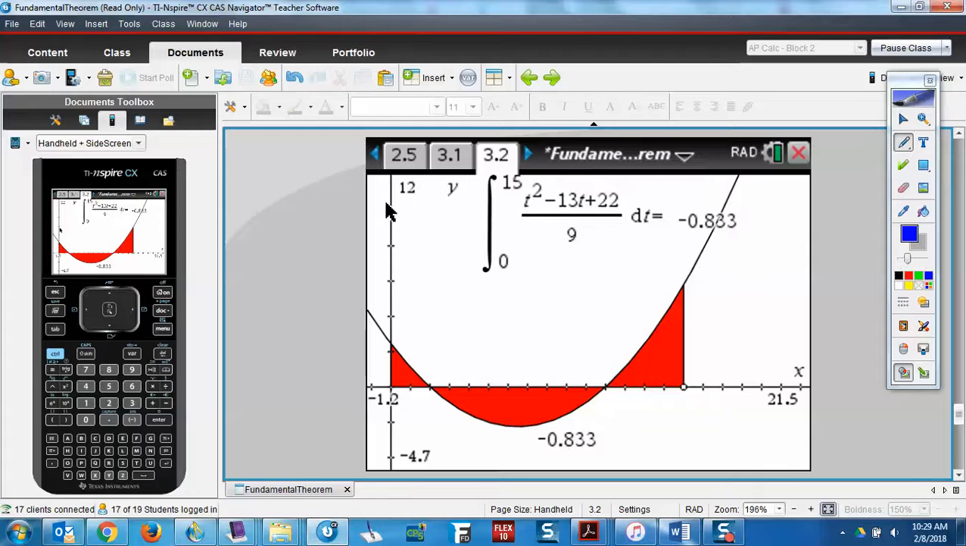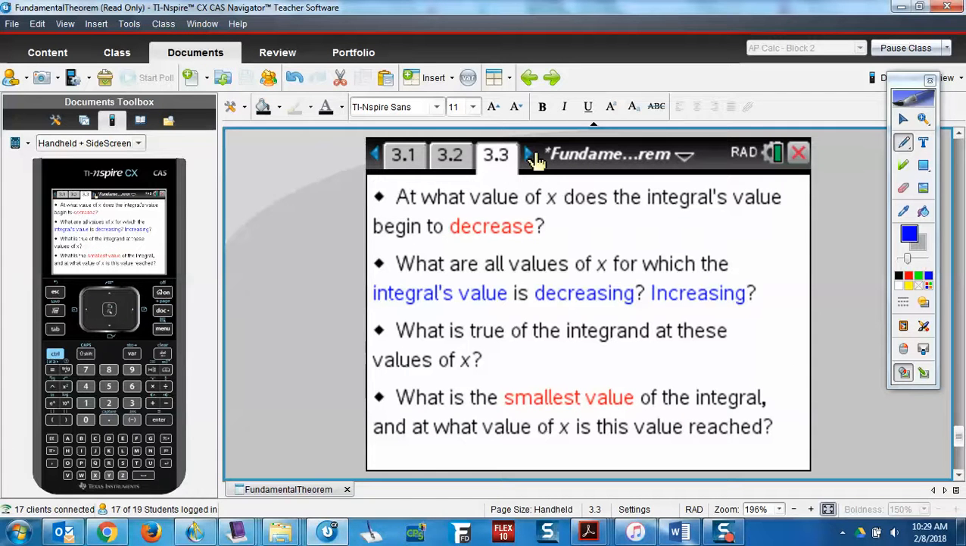So, moving on, to the questions. So, 12. At what values is the integral's value decreasing? Well, here's my picture. It was decreasing from, what was it, 2 to 11. What was the integrand at these values? What's the integrand? That's the little f. The little f was negative. The little f was below the x-axis. When the area was decreasing, little f was below the x-axis, or negative.